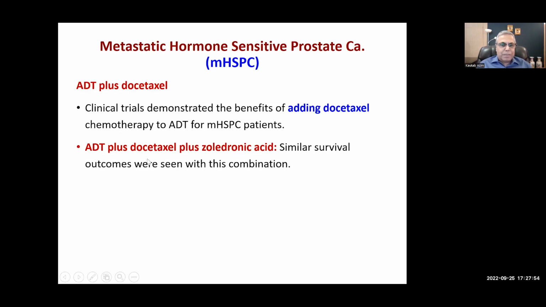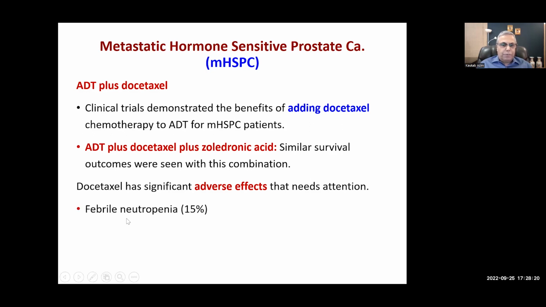So ADT plus docetaxel is the preferred therapy. Otherwise, you can give ADT plus abiraterone. And what is ADT? Drugs or orchiectomy. Docetaxel has adverse effects because it is a chemotherapeutic agent. It is a microtubule inhibitor. Okay, if you remember, it is a taxane.